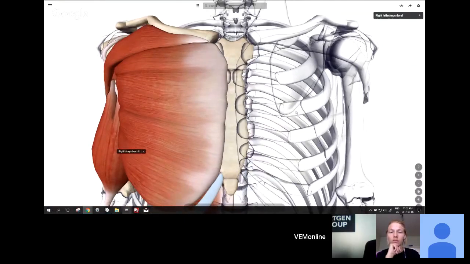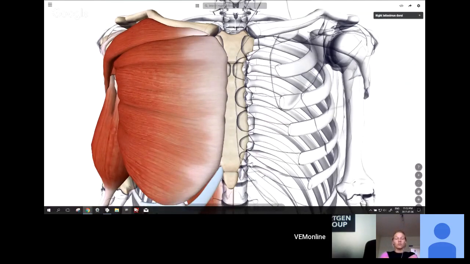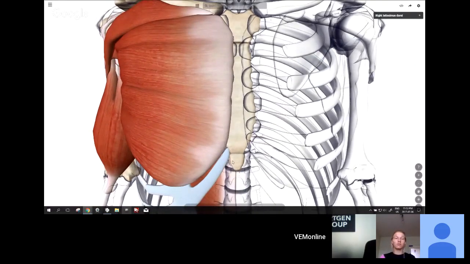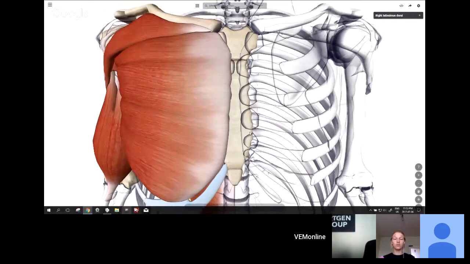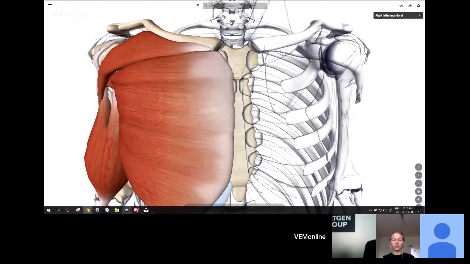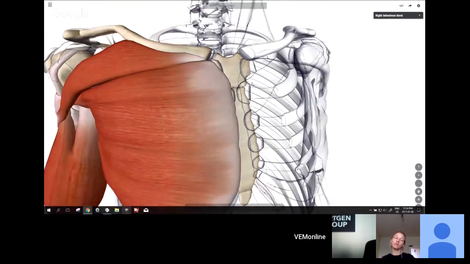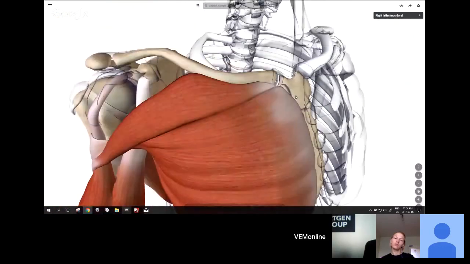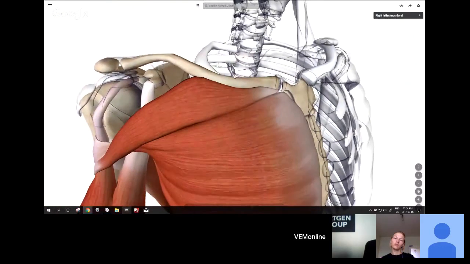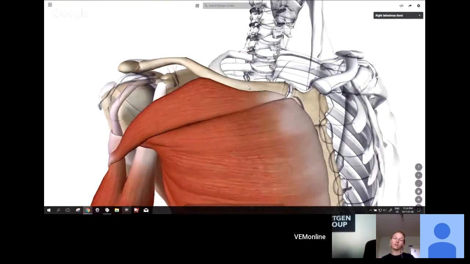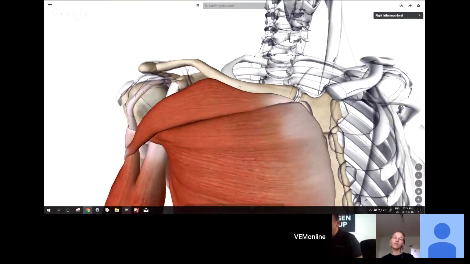The sternum has three parts. The highest part of the sternum is called the manubrium. The middle part is called the body, and the lower part is called the xiphoid process. We talked about that in our previous session. You can also see that it will attach to the clavicle, and not the whole clavicle, only the medial half of the clavicle.